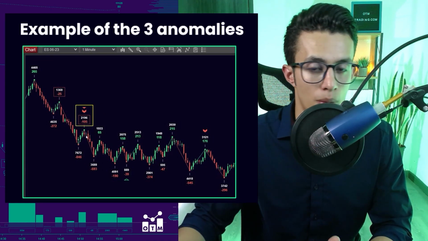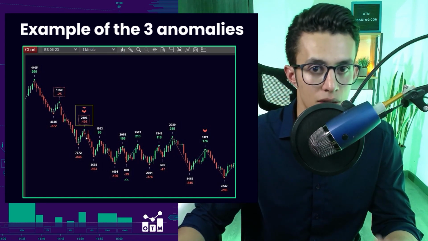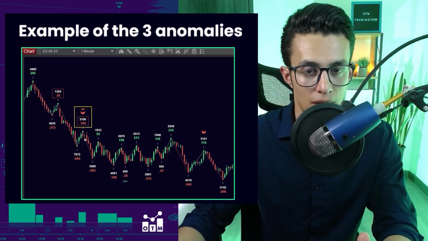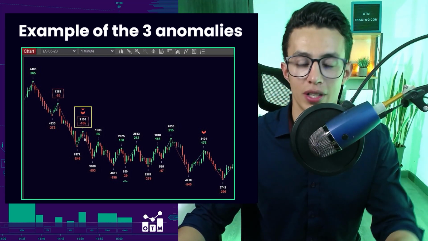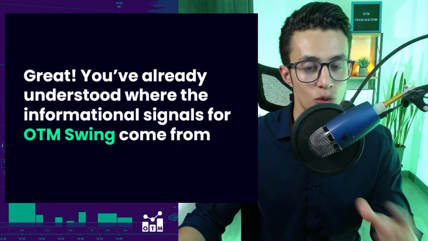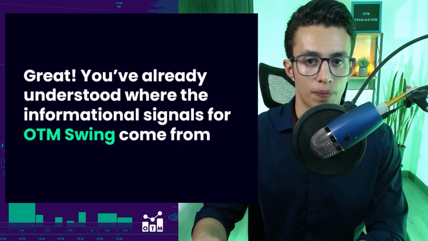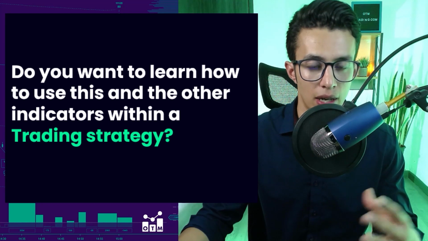This is an excellent opportunity for us to take sell positions because we have several confirmations, allowing us to do so directly, objectively, and knowing when we have more advantages in the market. Great! Now you understand where OTM swings informational signals come from.